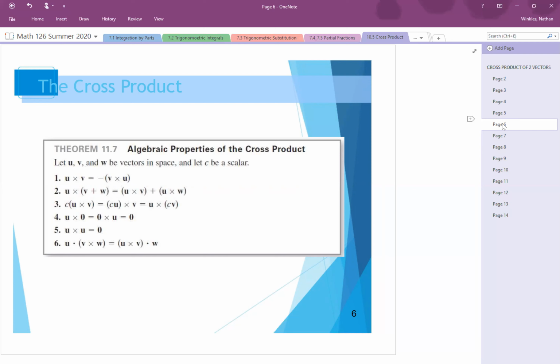If we have u cross 0, it's the same as 0 cross u, which is still the 0 vector. u cross u is 0, so keep that in mind. Cross products with the same thing give us 0. Dot products did not. u dot the cross product of v cross w would be the same as u cross v dotted with w. So we can change a little bit of our orientation and still not have any issues.